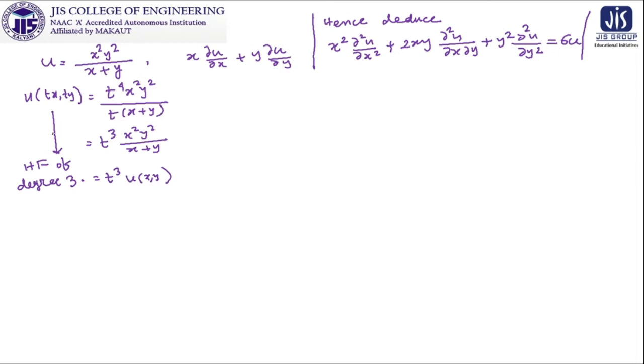Now as it is a homogeneous function of degree 3, obviously by applying Euler's theorem of first order, we can write x del u del x plus y del u del y is equal to n f. Here n is 3 and f is u, so it is 3u. So this is our first requirement which is fulfilled, to find the value of this expression. Applying Euler's theorem we get the value is 3u.